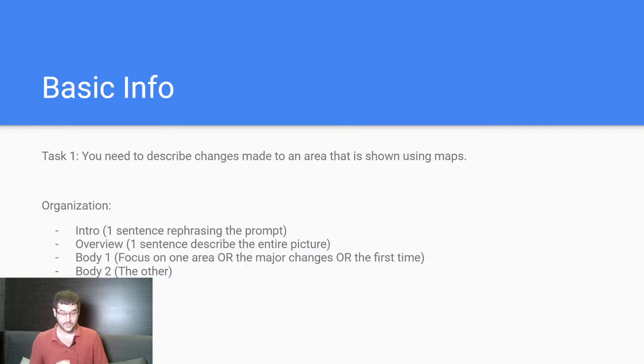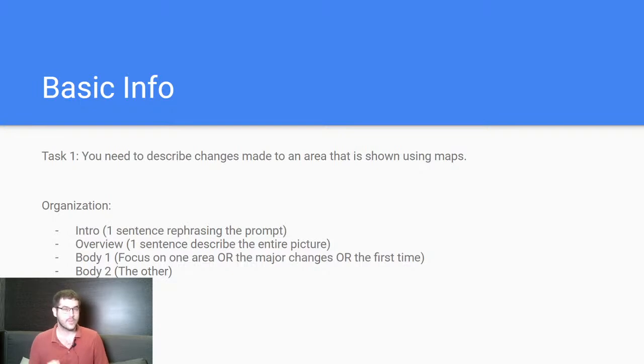That is your goal. If you guys remember some basic information about task 1, first of all, for you to get a high task achievement score, you need to describe the changes to an area. So not only do you have to say what the changes are, you need to say where the changes happened. We're going to get on this point quite a lot today.